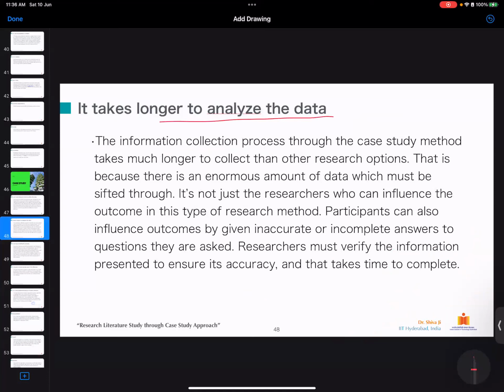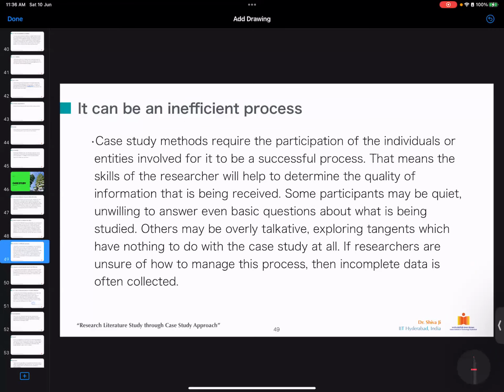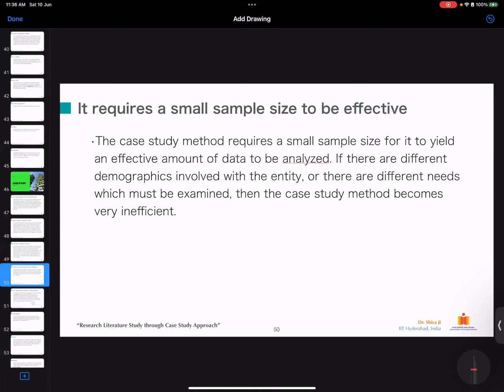It takes longer to analyze the data. It needs time, of course, to go to the site, collect, and then come back and process. It can be an inefficient process if there are certain limitations, where you are not able to collect the data you wanted to, or the things were not available, or maybe not accessible.